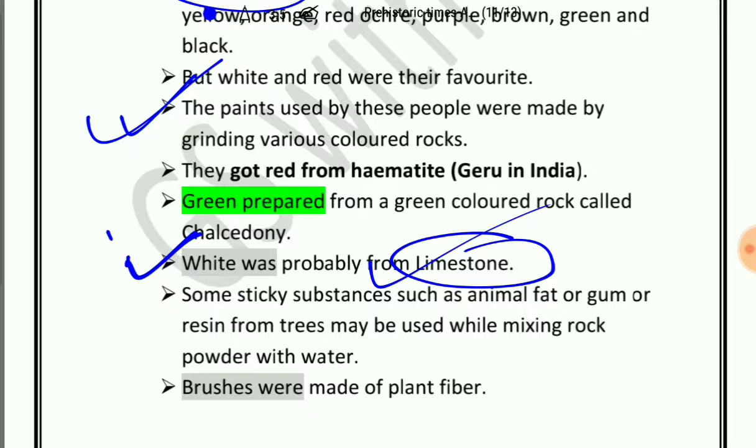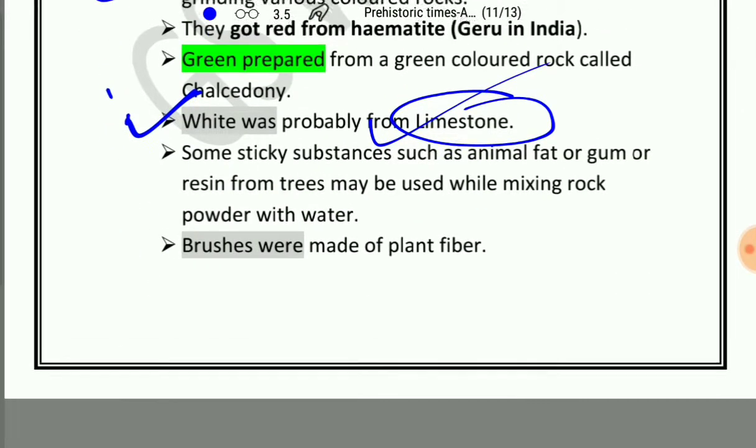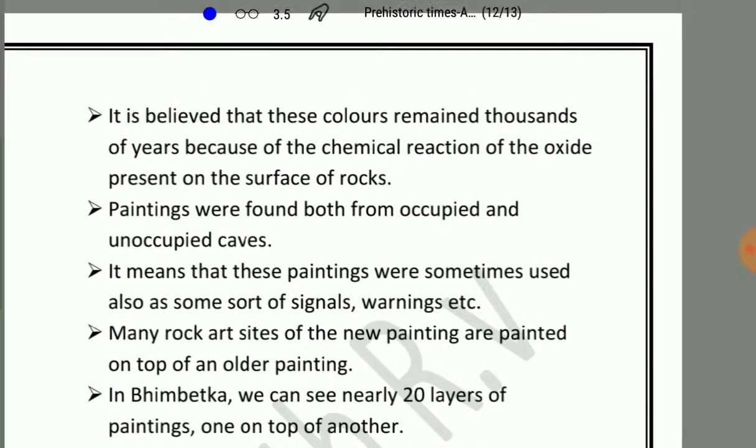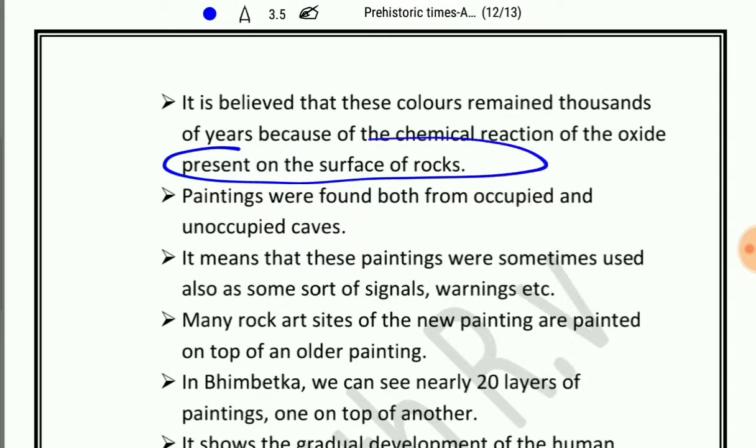They also used some sticky substances like animal fat, gum or resin, which they mixed with rock powder and then water. They also used brushes, and the brushes were made of plant fiber. It is also believed that these colors remained for thousands of years. How did the color survive for so many thousands of years? Because of a chemical reaction of the oxide present on the surface of the rocks.